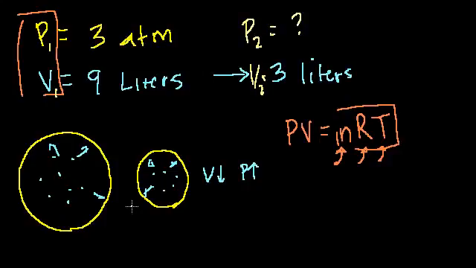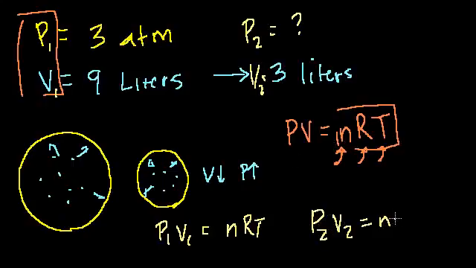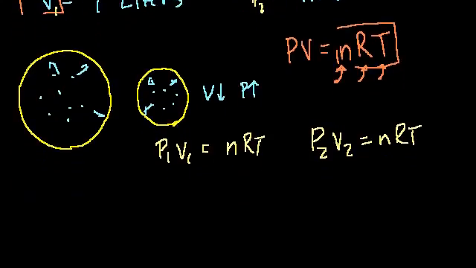Well, we know that P1 times V1 is equal to nRT. And since temperature and the number of moles of our gas stay constant, P2 times V2 is also equal to nRT. Since they both equal the same thing, we can say that the pressure times the volume, as long as the temperature is held constant, will be a constant. So P1 times V1 is going to equal P2 times V2.